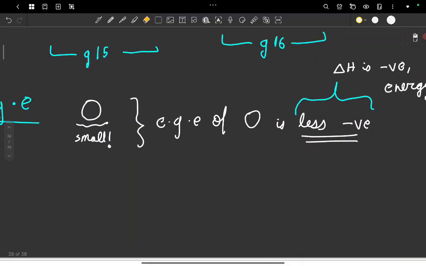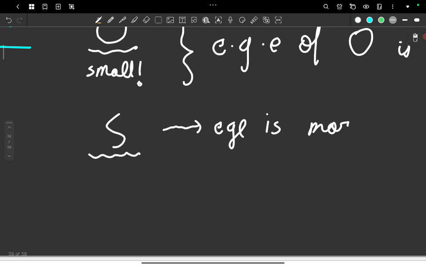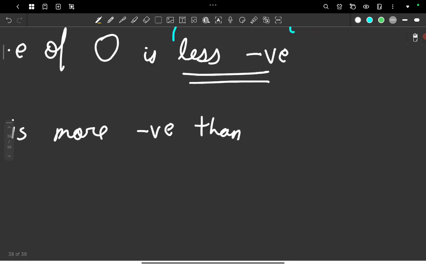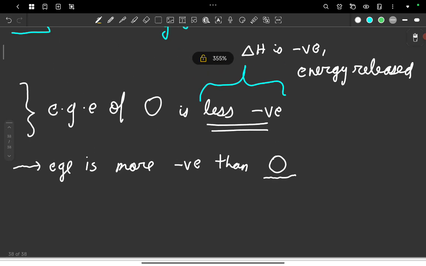Now, after oxygen, if we go to sulfur, sulfur's electron gain enthalpy is more negative than oxygen, because sulfur is comparatively a larger atom and it has more shells. So the effect of the nucleus and the inner electrons is not that pronounced, and it is easier to add an electron to sulfur, and that would easily give you more energy than oxygen.